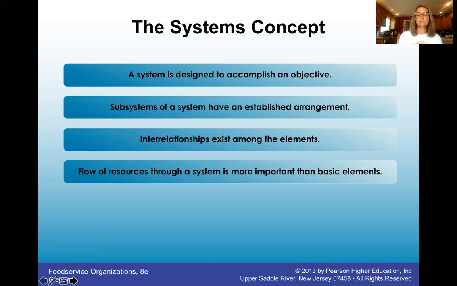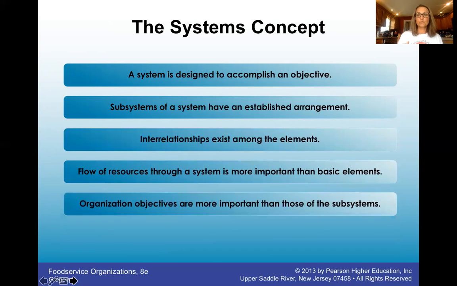Is more important than basic elements, and resources can be food, it can be money, it can be people. There's lots of different resources that we access in our food service systems. And then organization objectives are more important than those of the subsystems. So we have our subsystems that are working within the food service environment, but they're all working towards the overall goal of the food service department and ultimately the organization in which it is operating.